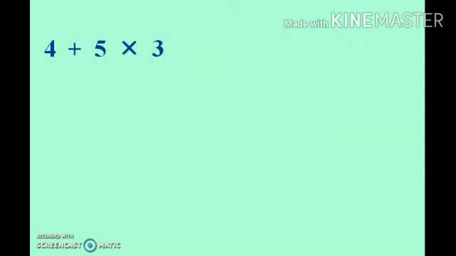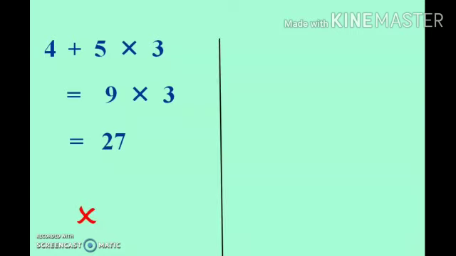Here we have a problem: 4 plus 5 into 3. If we do not apply the BODMAS rule and solve it normally, first we will do addition, right? So 4 plus 5 gives 9. Second, we will do 9 into 3, that is, 9 3s are 27. But 27 is the wrong answer. We should not follow this method.